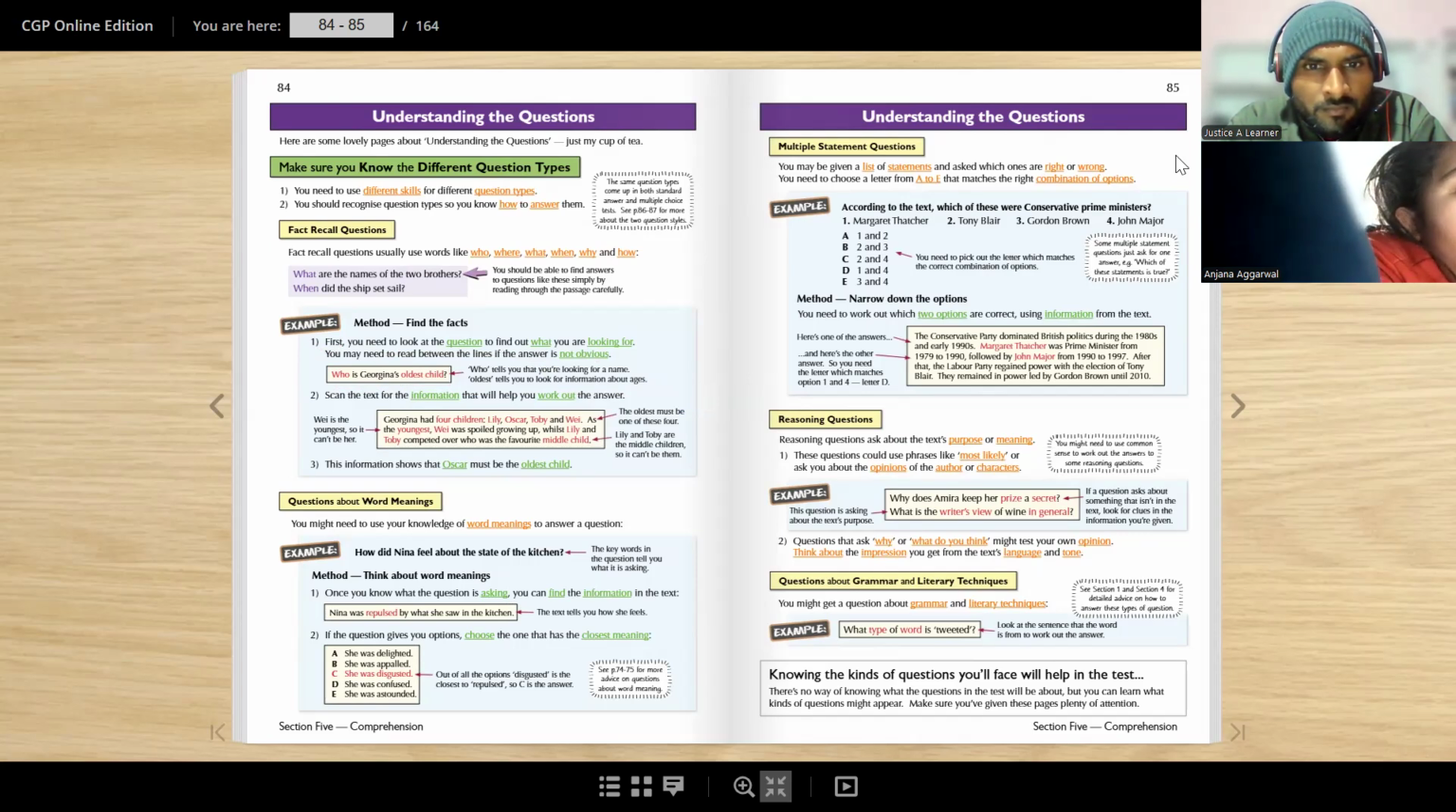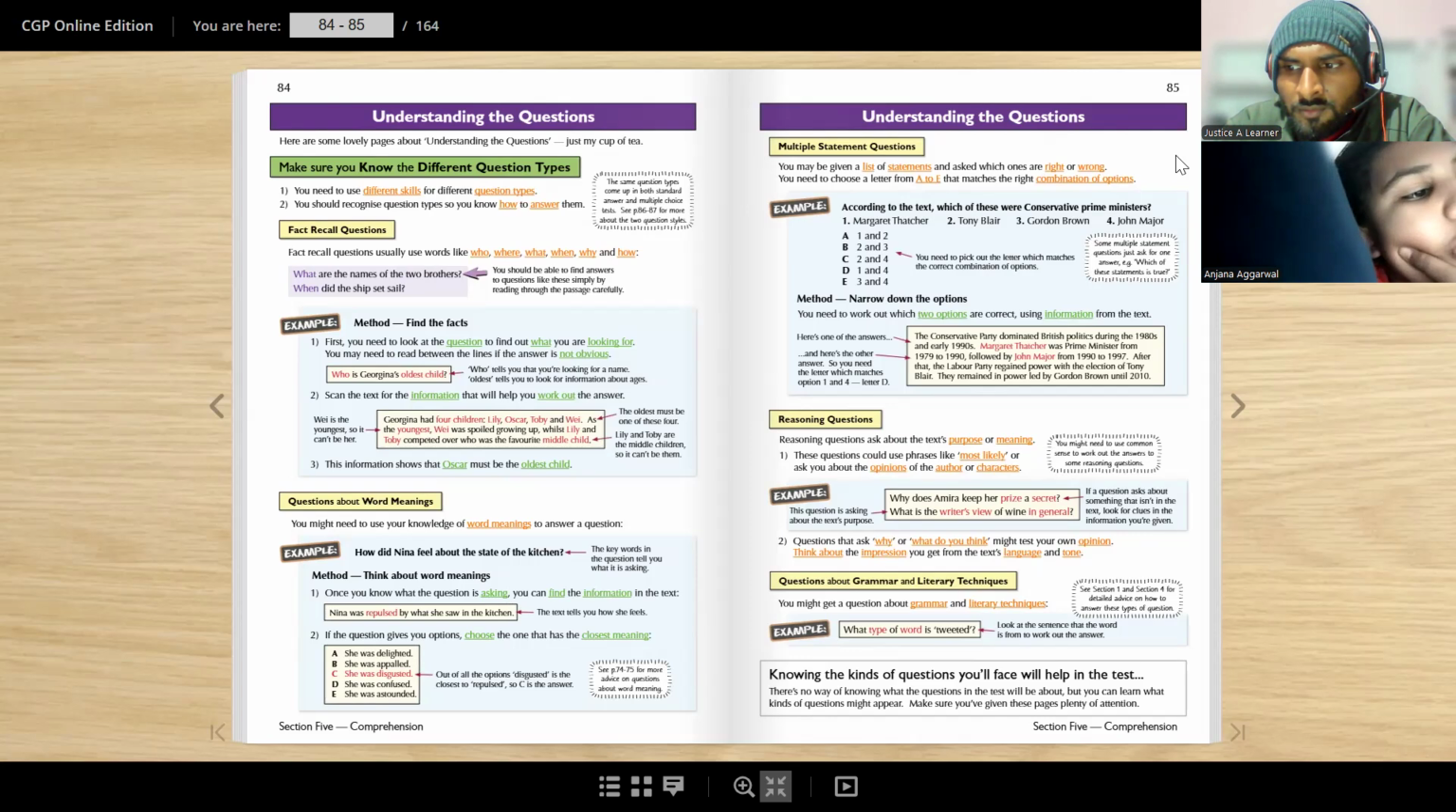Georgina has had 4 children, Lily, Oscar, Toby, and Ray. As the youngest, Ray was spoiled growing up, whilst Lily and Toby competed over who was the favorite middle child. Ray is the youngest, so it can't be her. The oldest must be one of these 4. Lily and Toby are the middle children, so it can't be them. So it's got to be Oscar. The information shows that Oscar must be the oldest child.